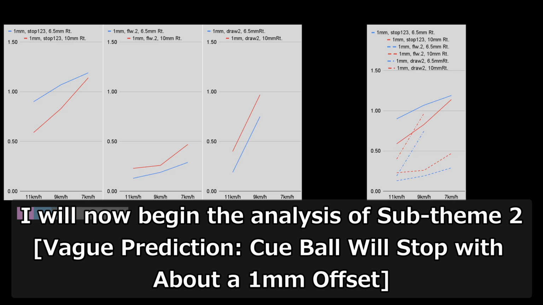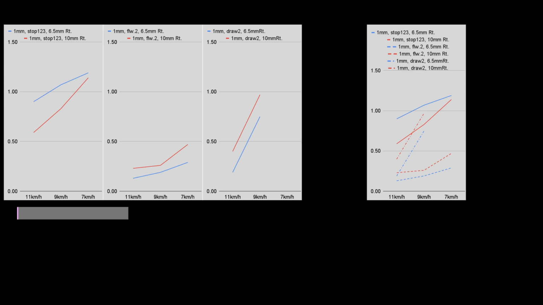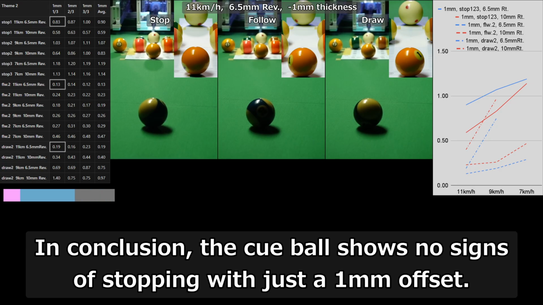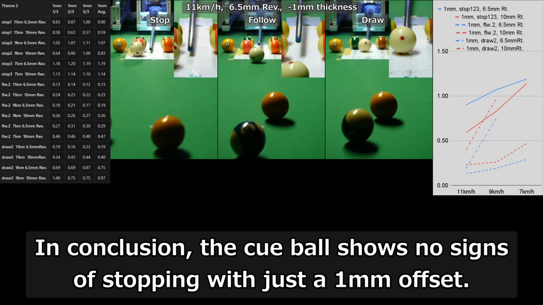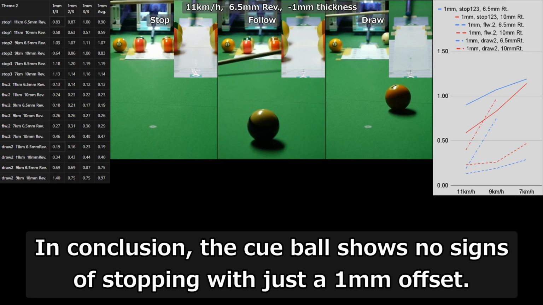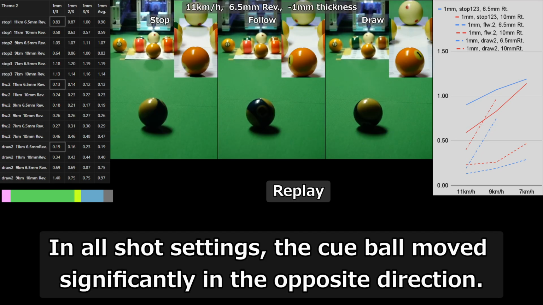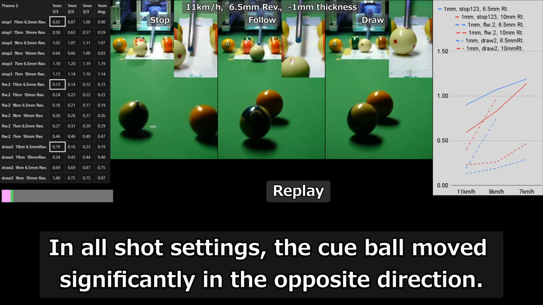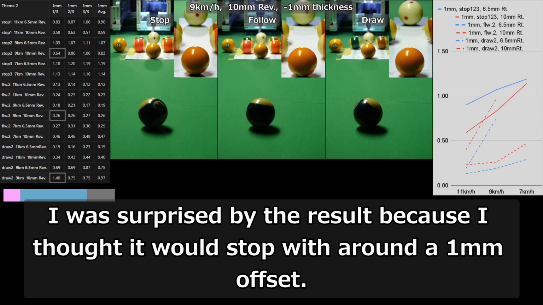Cue ball will stop with about a 1 mm offset. In conclusion, the cue ball shows no signs of stopping with just a 1 mm offset. In all shot settings, the cue ball moved significantly in the opposite direction. I was surprised by the result because I thought it would stop with around a 1 mm offset.